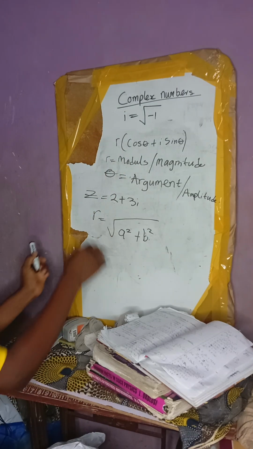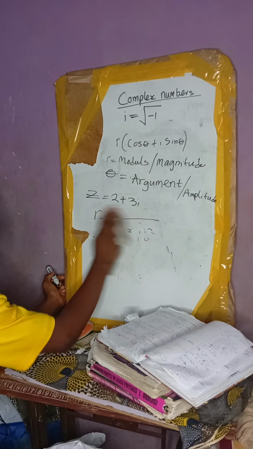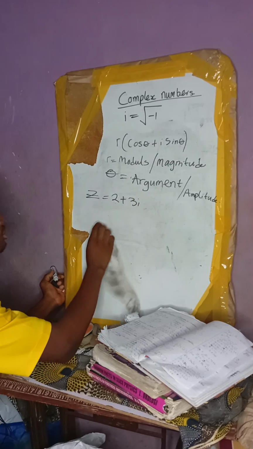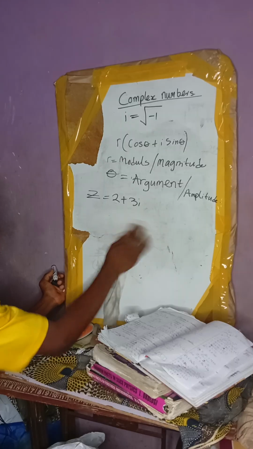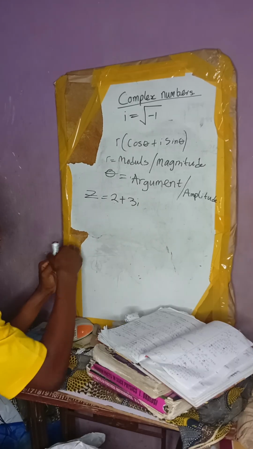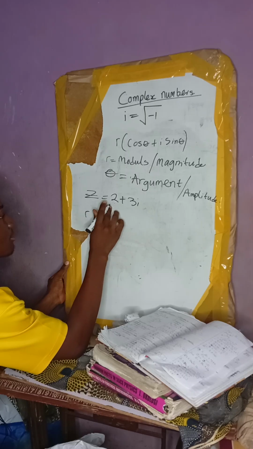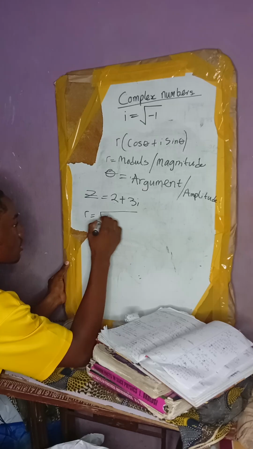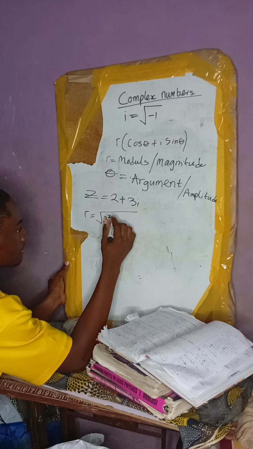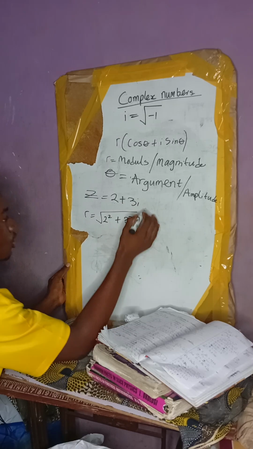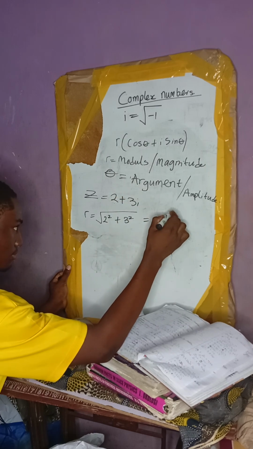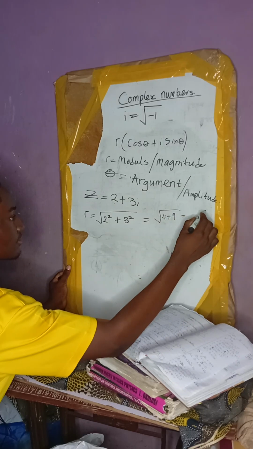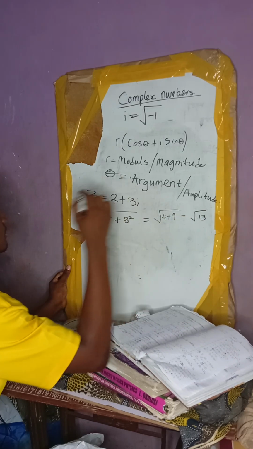So let's find the magnitude of this complex number. Even in vectors, they usually call it modulus. So the modulus of this complex number is the root of 2 squared plus 3 squared. So that will give you 4 plus 9, which is root of 13.